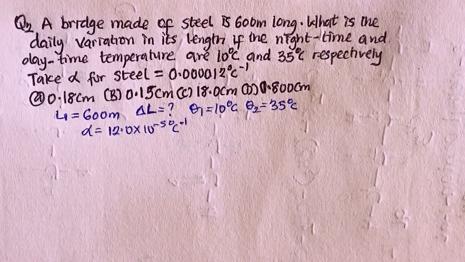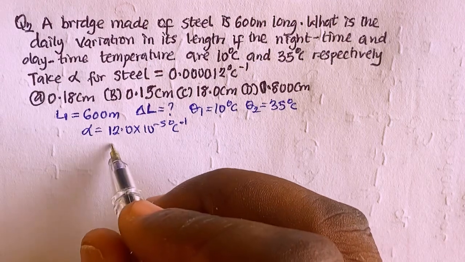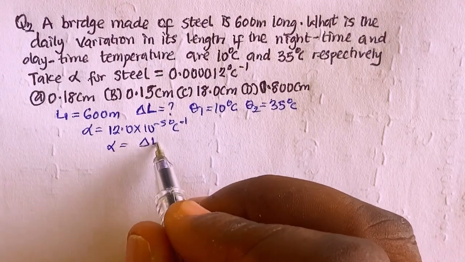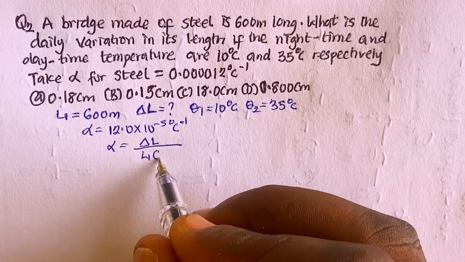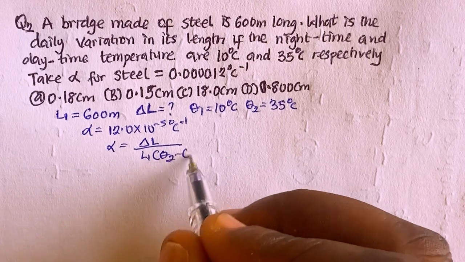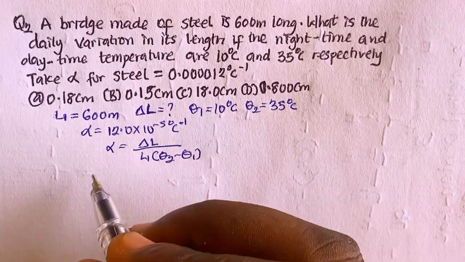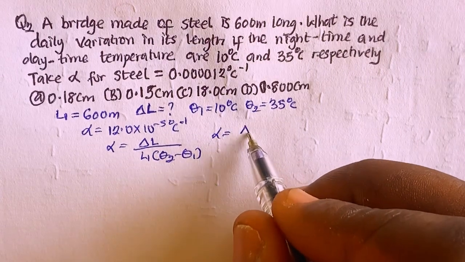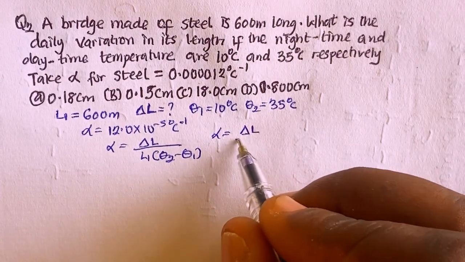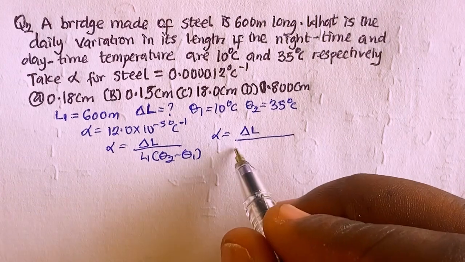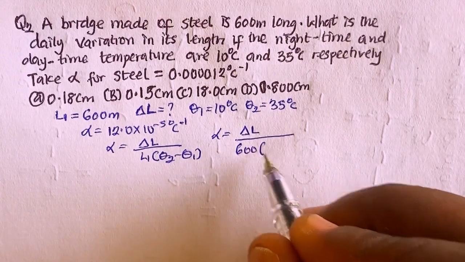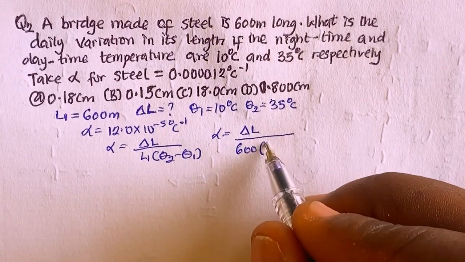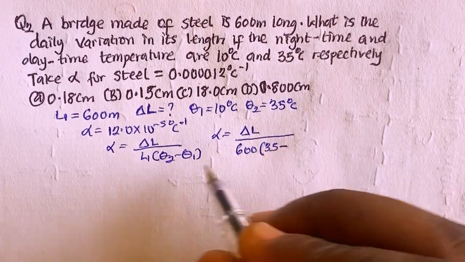So now that's just it. First thing we need to do is recall alpha equals delta L divided by L1 into brackets theta 2 minus theta 1, right? So I'm going to have alpha equal to delta L, which in this case is unknown because I'm asked to calculate delta L, divided by my L1, which is 600, into brackets theta 2, which is 35, then minus theta 1, which is 10.